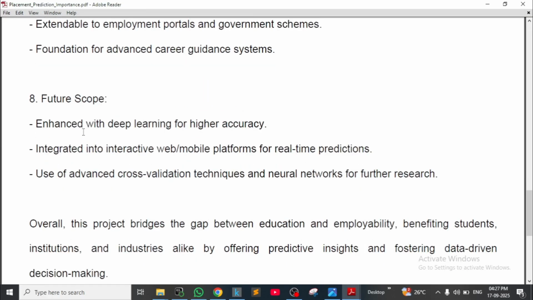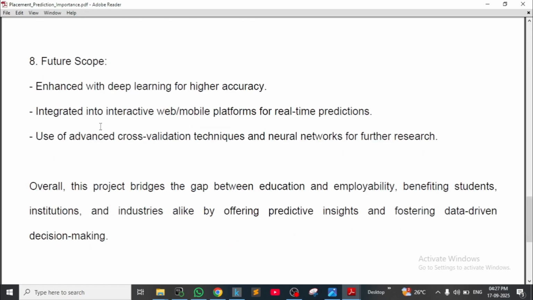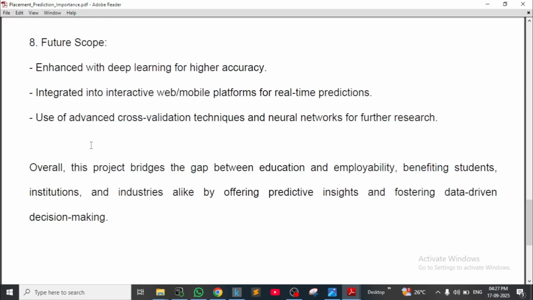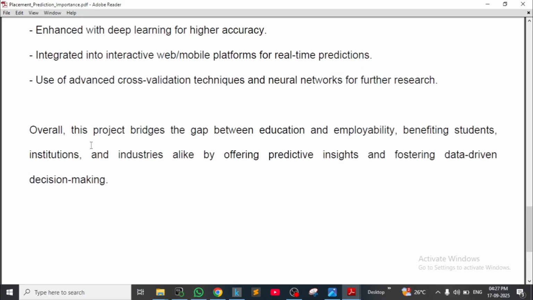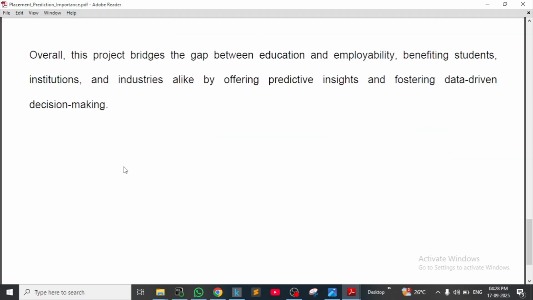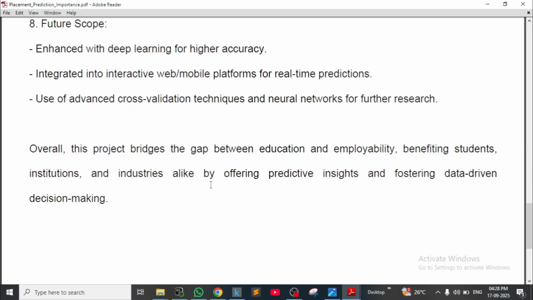The eighth one is future scope: enhanced with deep learning for higher accuracy, integrated into an interactive web and mobile platform for real-time prediction, and use of advanced cross-validation techniques and neural networks for further research. Overall, this project bridges the gap between education and employability, benefiting students, institutions, and industries alike by offering predictive insights and fostering data-driven decision making. Okay, like these are the key important points of this model.